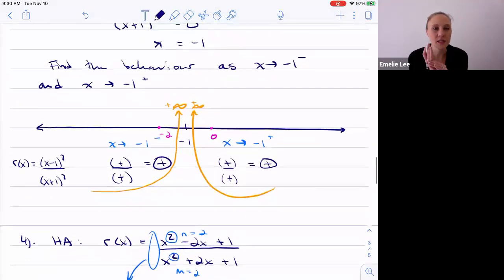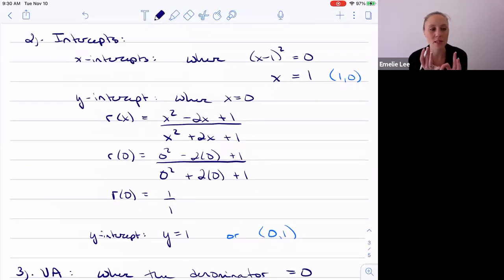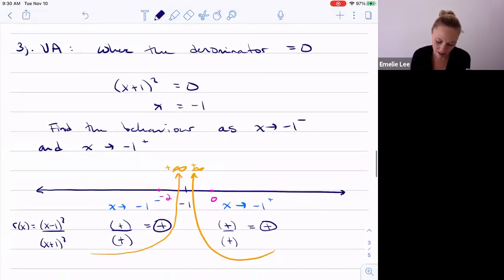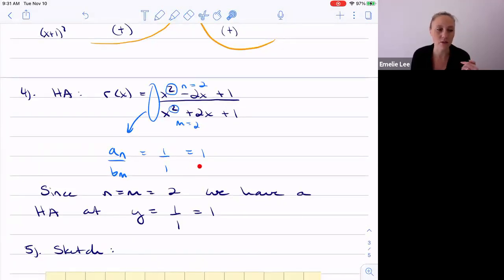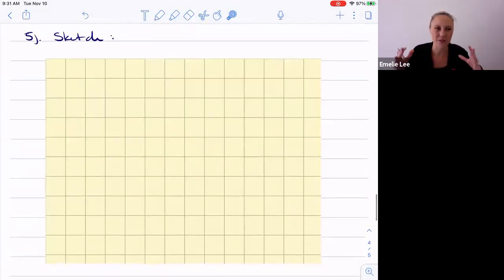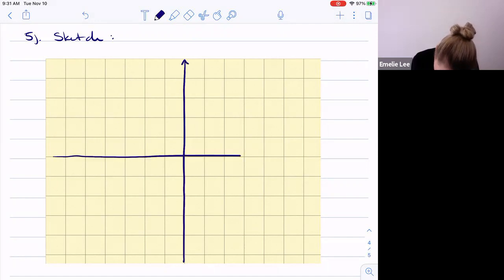So let's outline some of the things that we need to put on here. Let's start with our intercepts. We had an intercept at 1, 0 and the y-intercept at 0, 1. So far I'm hanging out around the origin. I have a vertical asymptote at x equals -1. I know the behavior around there, and I have a horizontal asymptote at y equals 1. So it looks like I'm hanging out around the ones. No big deal. There's no 10 that I need to incorporate or anything like that. So I'll just put it in the middle here. And I'll use 1 square per unit.